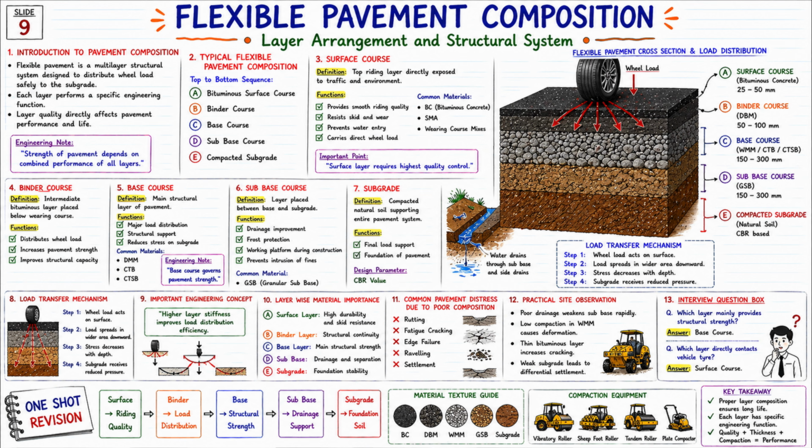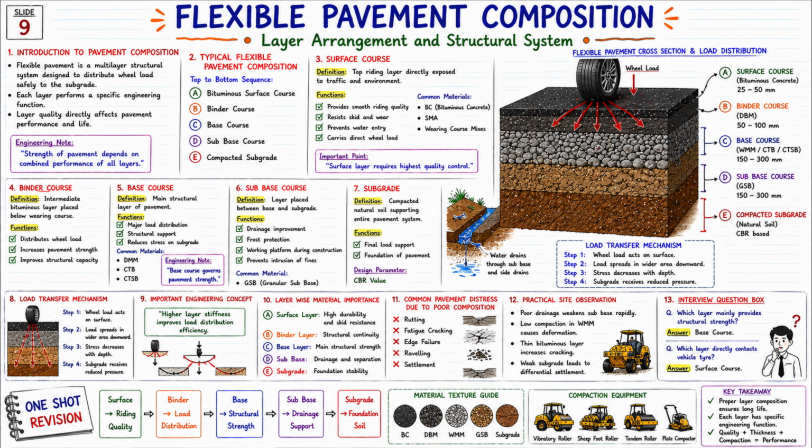Step 1. Wheel load acts on the surface. Step 2. As the load moves down, it spreads to a wider area. Step 3. As the depth increases, the stress reduces. Step 4. Subgrade receives reduced pressure. And this is the whole flexible pavement load distribution concept.